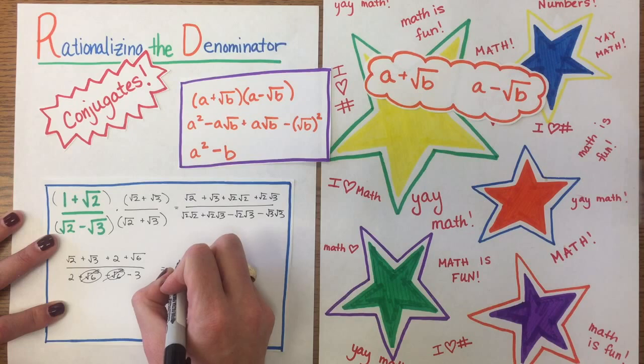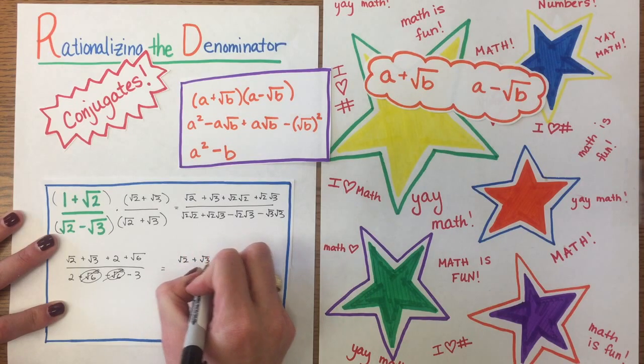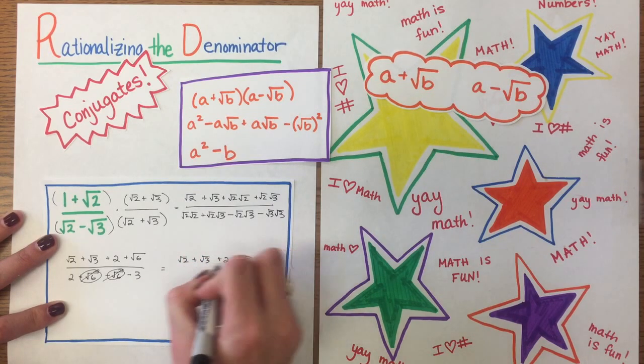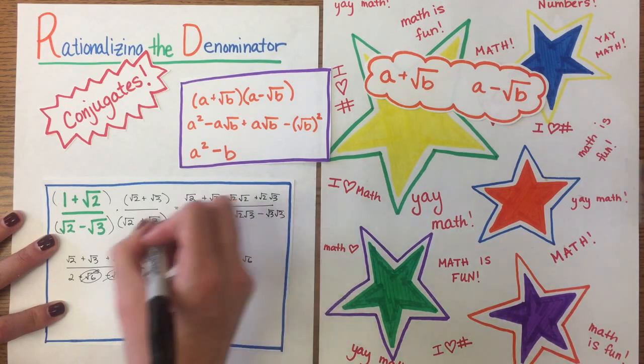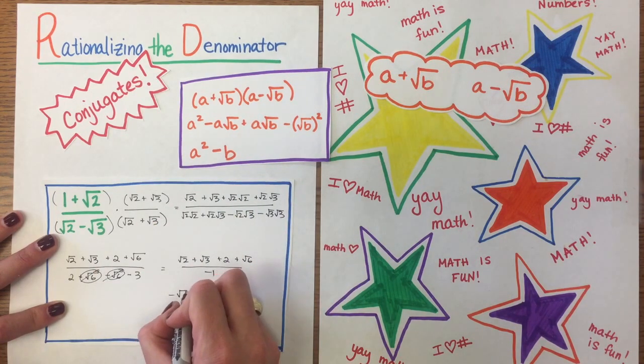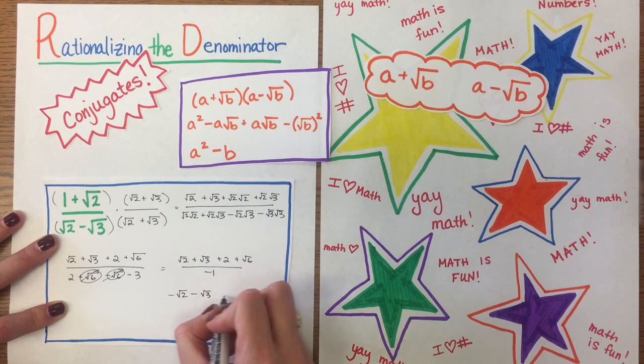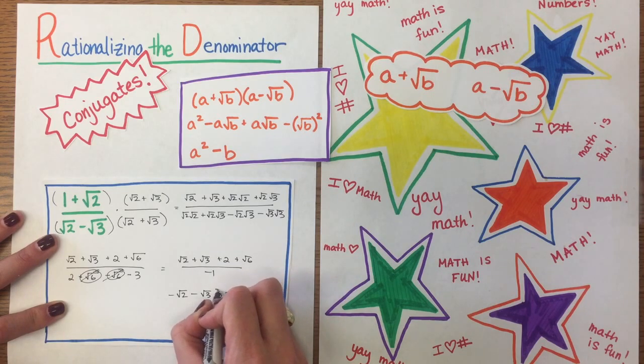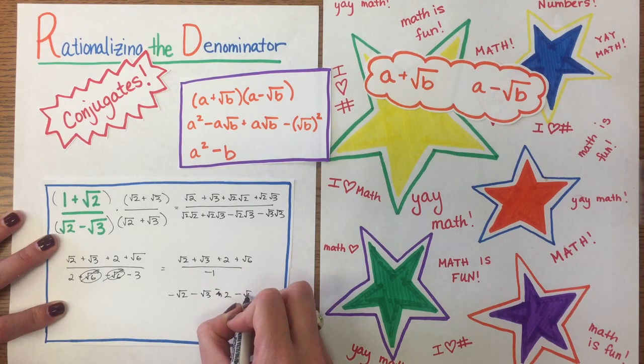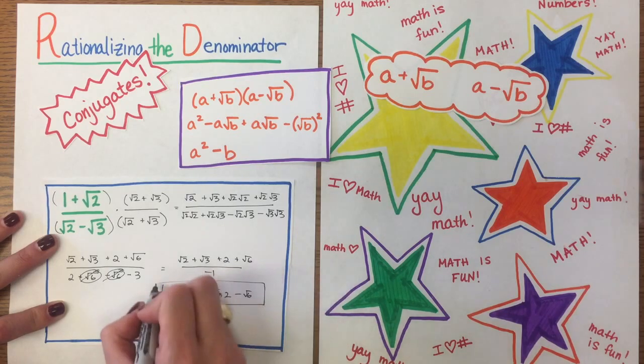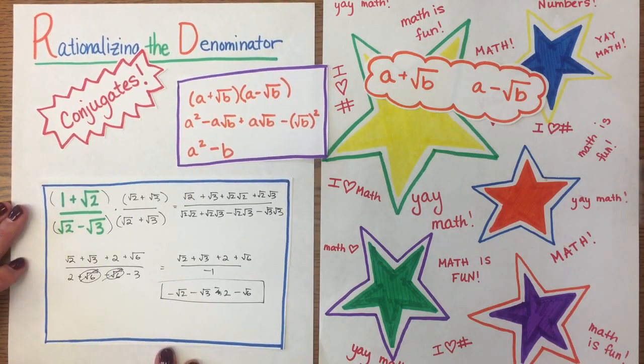So this is just root 2 plus root 3 plus 2 plus root 6 all over negative 1, or I can distribute that negative in, giving me negative root 2 minus root 3, plus, that should be minus 2 minus root 6. So there is my final simplified answer.